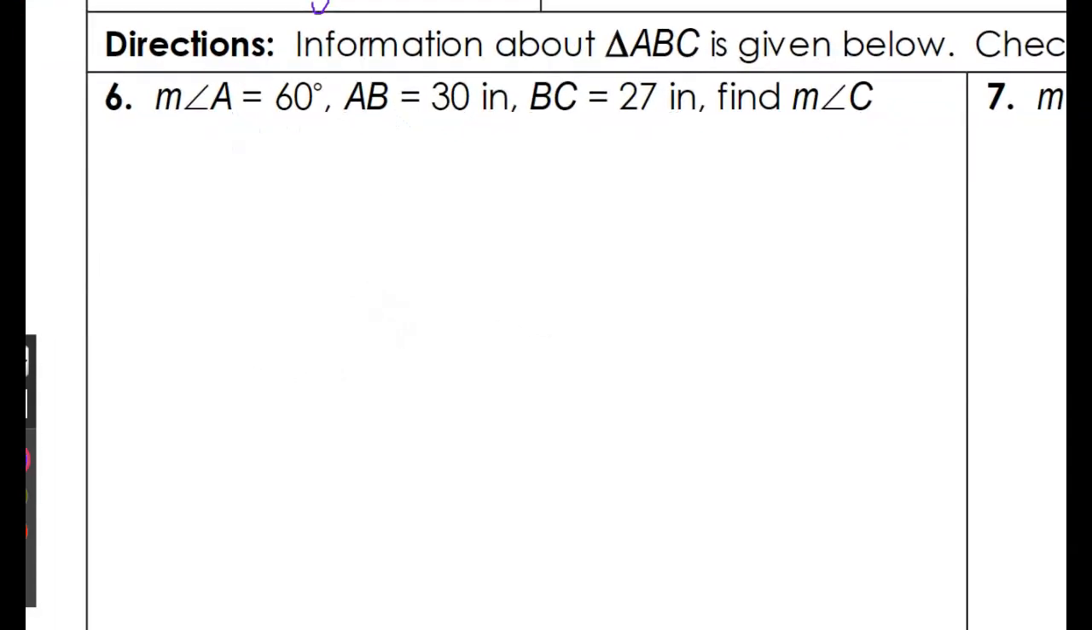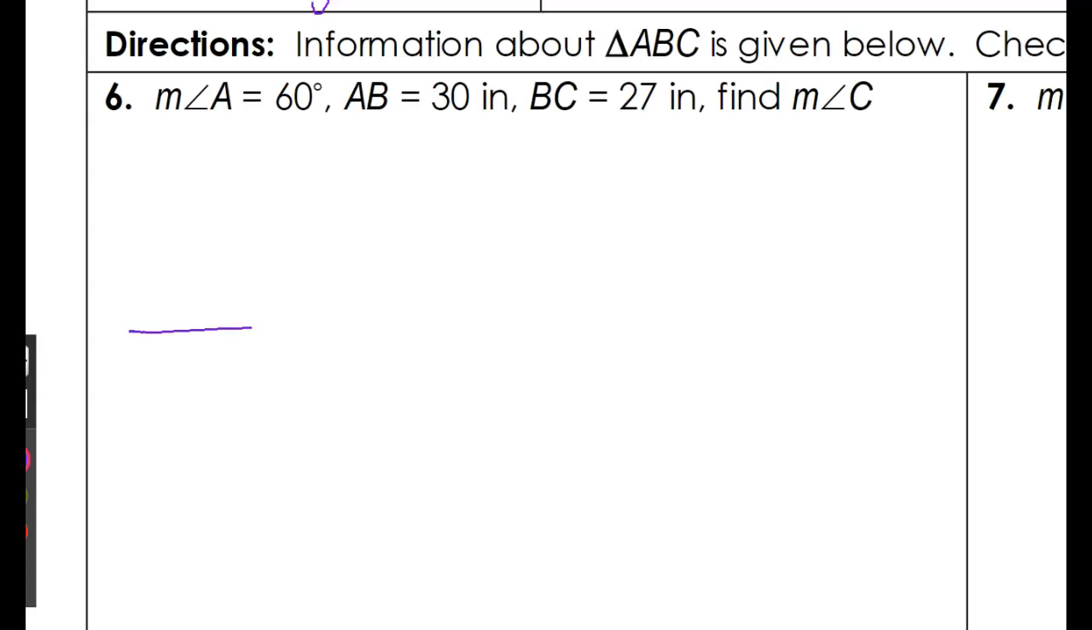First step, always draw the picture. So it says the measure of angle A is 60 degrees, AB is 30 inches, BC is 27. Find the measure of angle C. So here, this is a triangle, and it says information about triangle ABC. So first step is to draw our triangle, which I'm going to draw special so that I can fully show you what's happening here.